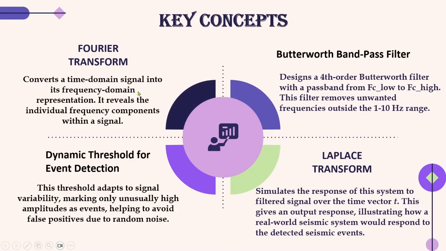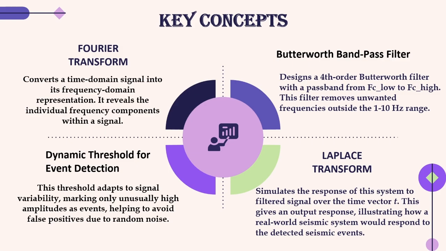So let us go through the key concepts used in our project. First, Fourier transform. The Fourier transform converts a time domain signal into its frequency domain representation, letting us see the individual frequency components. This helps identify different seismic events by analyzing their frequencies. Second, Butterworth bandpass filter. Next, we use a fourth order Butterworth bandpass filter with a range of 1 to 10 Hz. This filter isolates frequencies relevant to seismic activity, removing unwanted noise for a clearer signal.